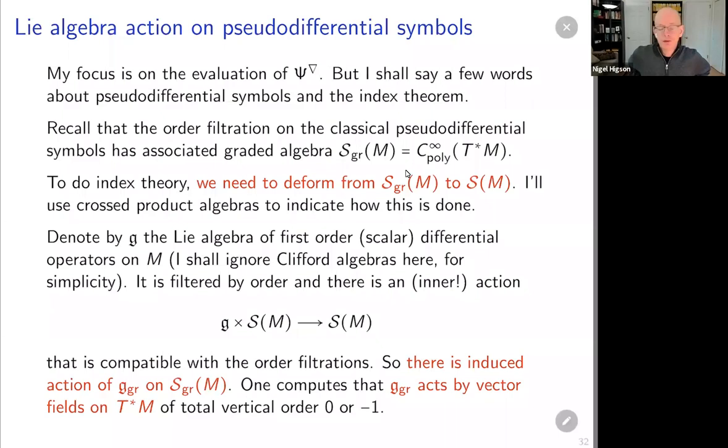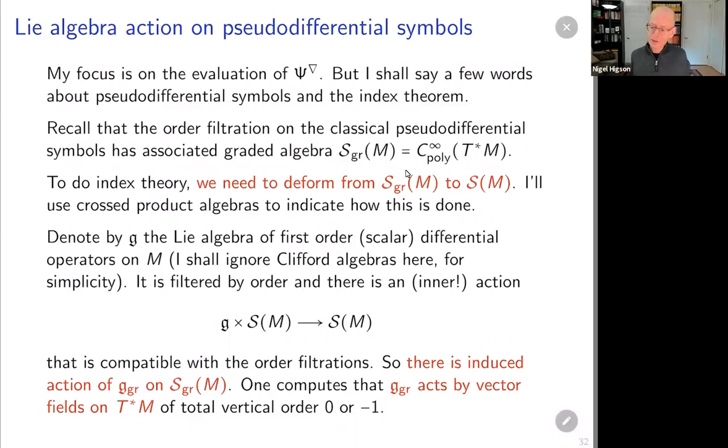Now, as for the Lie algebra, it's filtered by the usual notion of order of differential operators. So I have a filtered Lie algebra acting on a filtered algebra, and the action is compatible with the filtrations. So everything descends to an action of the associated graded Lie algebra on the associated graded of S of M. In other words, we get some Lie algebra action on S graded of M, which is just polyhomogeneous functions on T star of M.